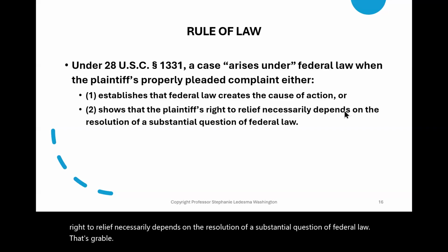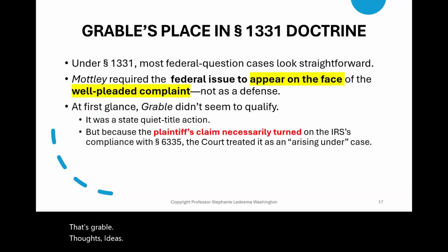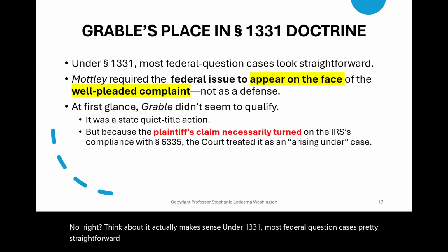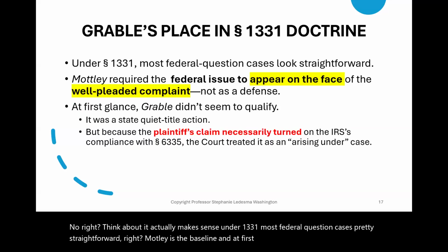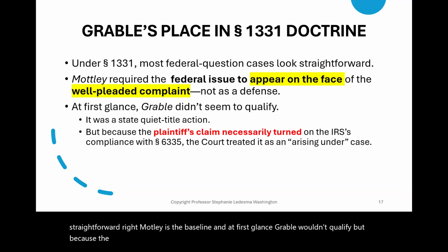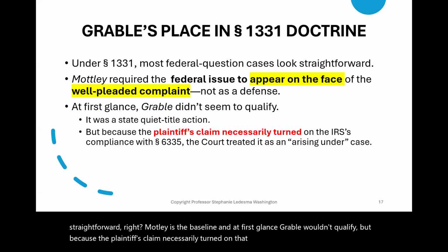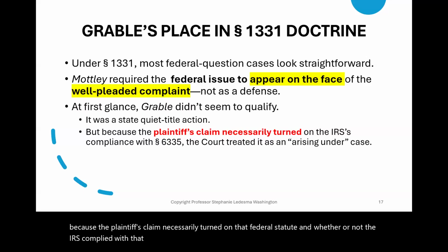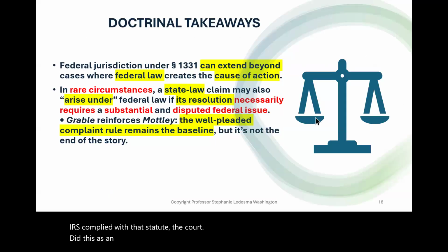Thoughts? Ideas? Think about it. It actually makes sense. Under 1331, most federal question cases are pretty straightforward, right? Motley is the baseline. And at first glance, Grable wouldn't qualify. But because the plaintiff's claim necessarily turned on that federal statute and whether or not the IRS complied with that statute, the court treated this as an arising under case.